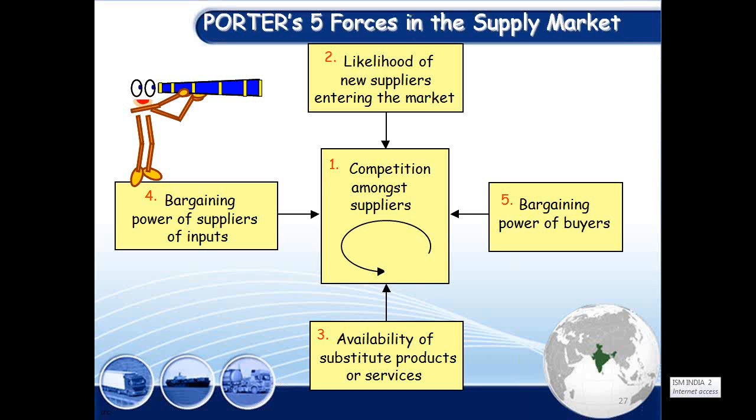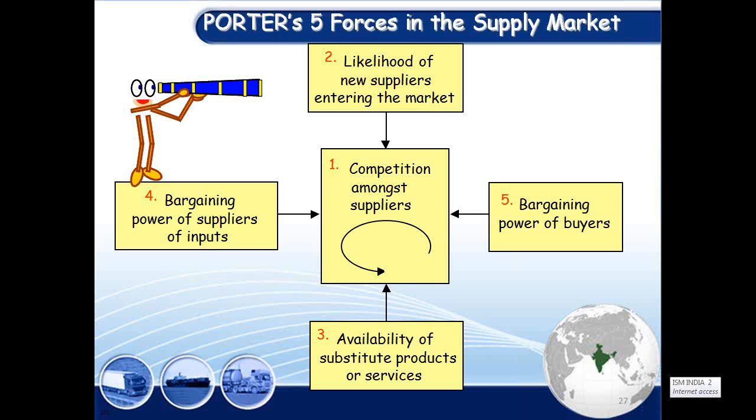The fourth is the bargaining power of suppliers of inputs. I have many suppliers, but that supplier is not a big supplier in the market, so other buyers are not very attracted to them. But if my supplier is one of the big ones in the market, then suppliers are very eager to work with them. So there's a continuity of supplies.